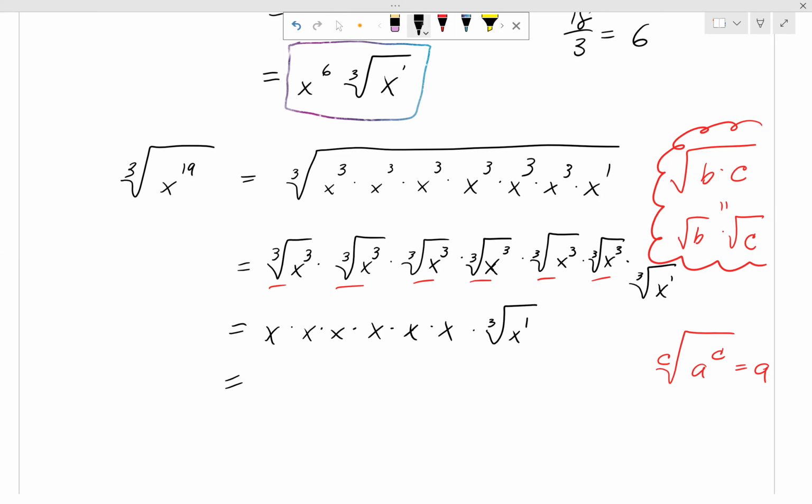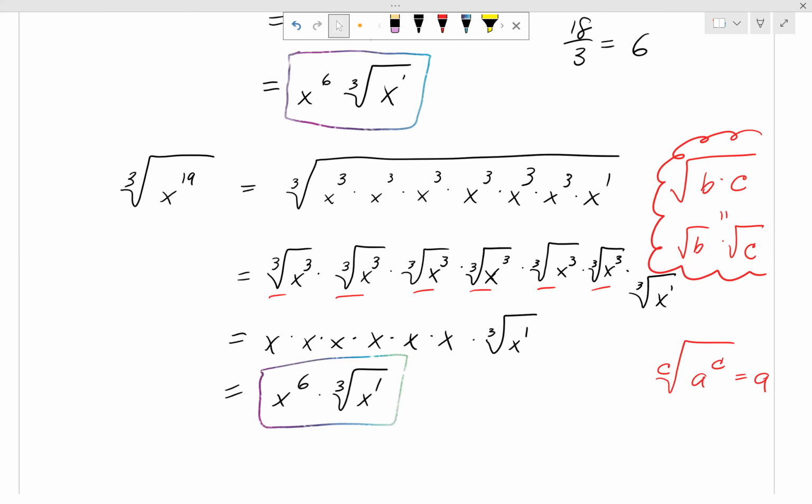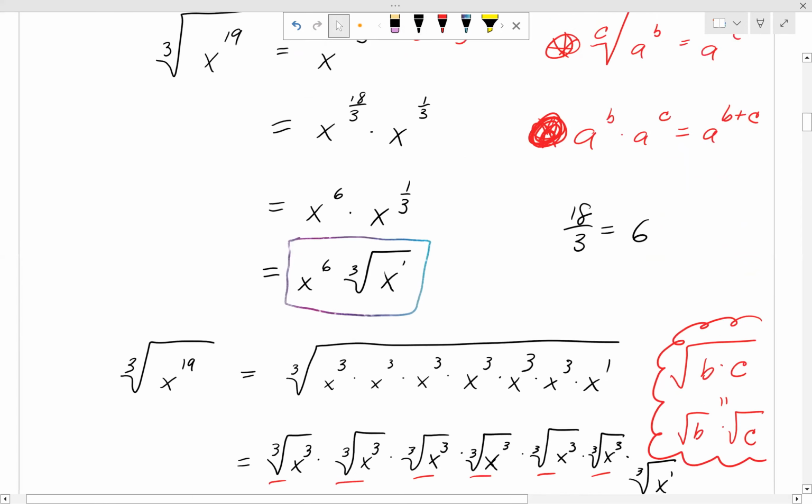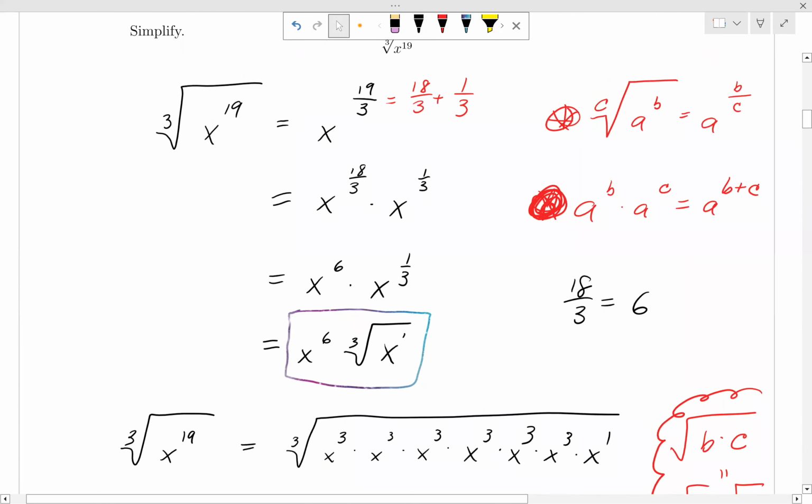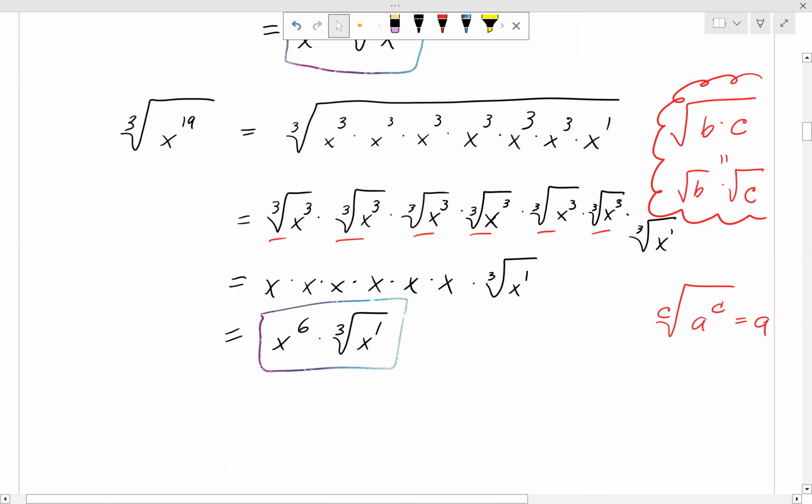Right, so then all of these x's we can combine as x to the 6th times the cube root of x to the 1. We get the same answer. It's just another way to do it if you wanted to break up the x to the 19 into all of its different factors. Either way works. It's whichever way makes more sense to you.